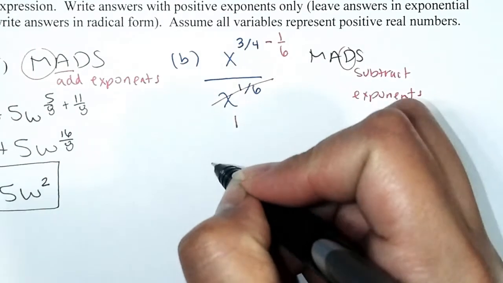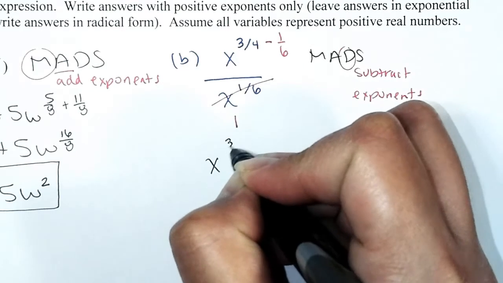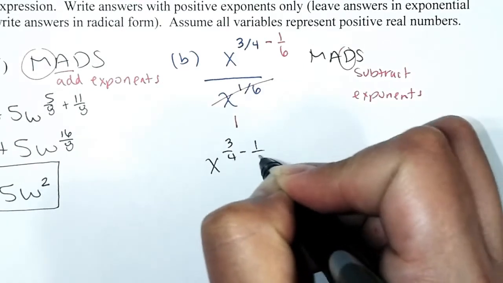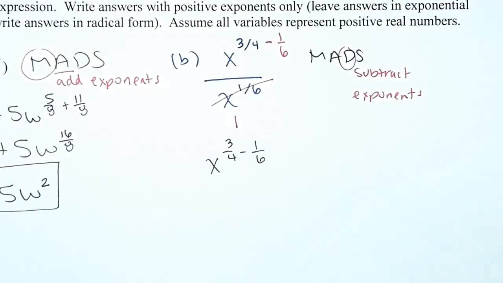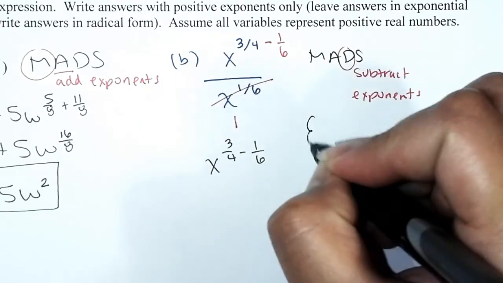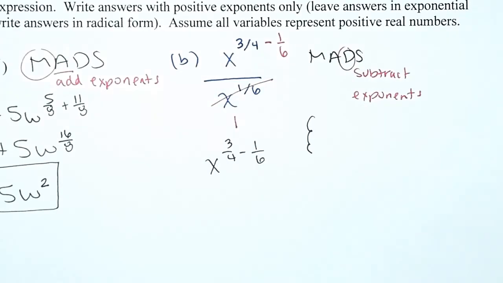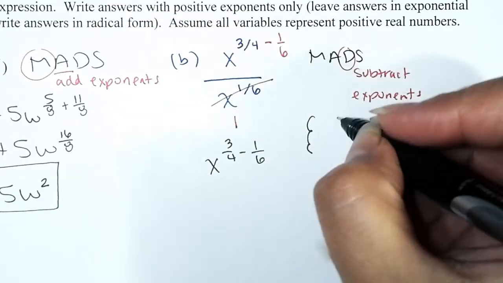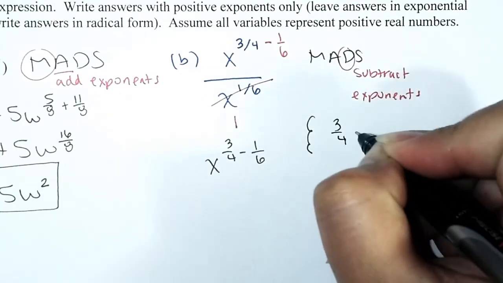So that leaves us with x raised to the 3/4 minus 1/6. For me, it's really hard to subtract in my head, so I'm going to go ahead and bust out a thinking area. What is a thinking area? A thinking area is exactly what it sounds like. It's an area where I think. So we have 3/4 minus 1/6.